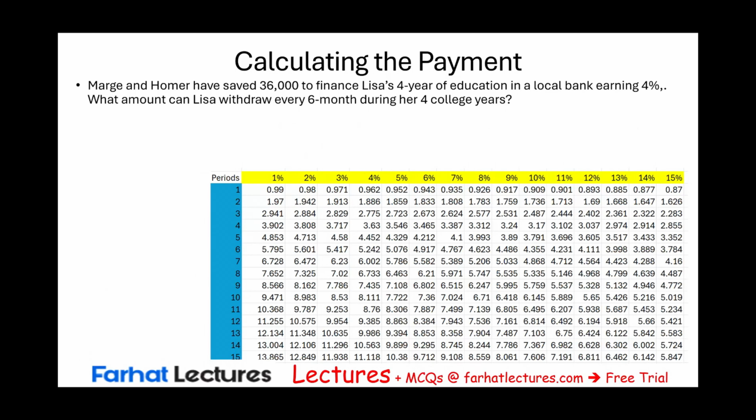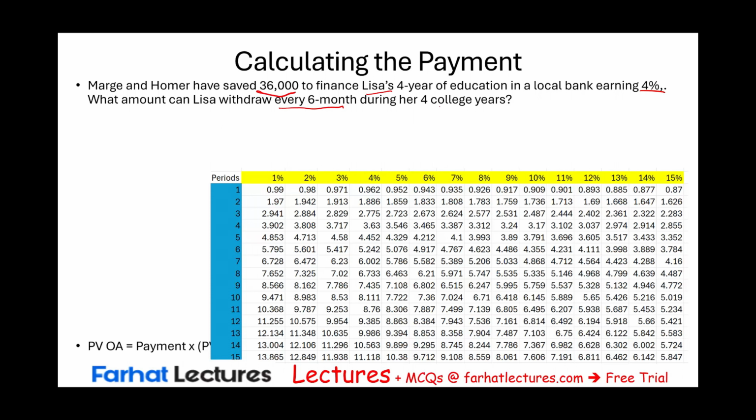What does it look like? Let's assume Marge and Homer, yes, Marge and Homer Simpson, have saved $36,000 to finance Lisa's 4 years of education in a local bank earning 4%. What amount can Lisa withdraw every 6 months during her 4-year college? So here what we're looking at is how much is the payment.